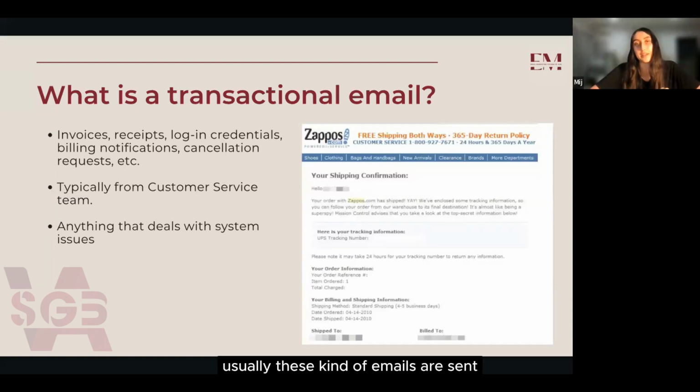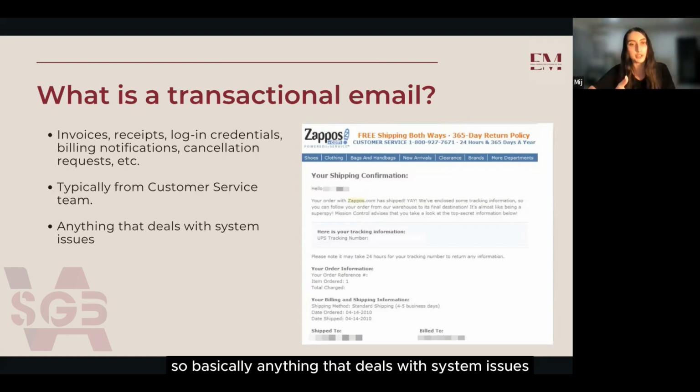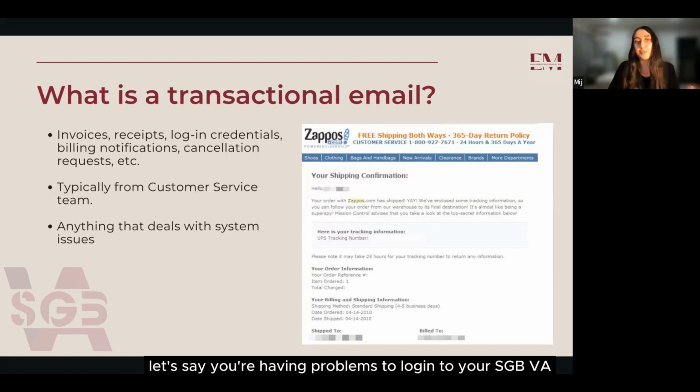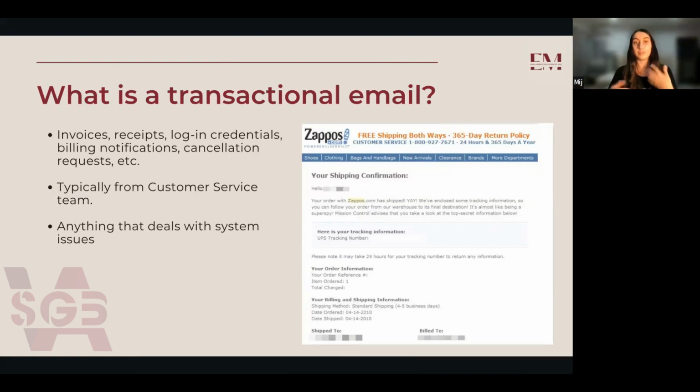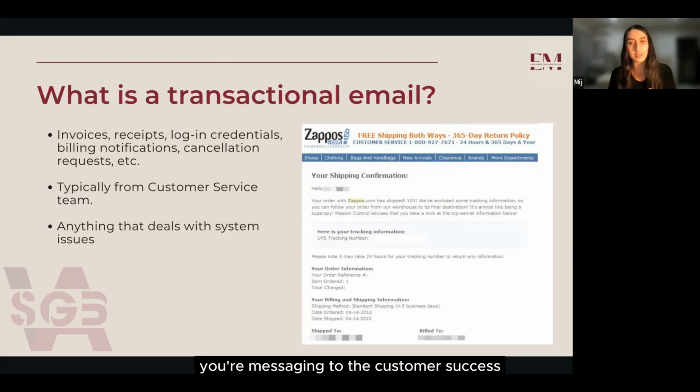Usually these kinds of emails are sent from a customer service team. So this is not really what marketers do. This is a job of the customer service team, customer success managers, and so on. So basically anything that deals with system issues. Let's say you're having problems logging into your account, right? You're messaging customer success and they're sending you the email. So these are all parts of transactional emails.